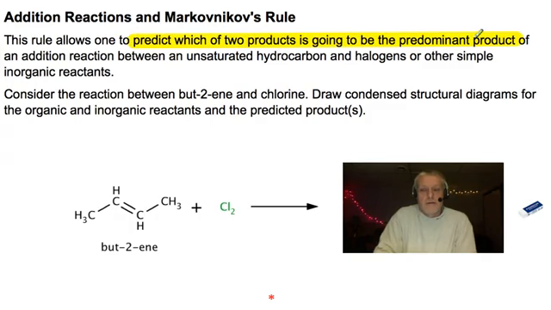At certain times, an addition reaction will produce two possible products. Remember, an addition reaction is typically between an unsaturated hydrocarbon and something else. In this case, we're looking at halogens or other simple inorganic reactants. That could include water, that could include ammonia, something like that. So let's look at the first example.